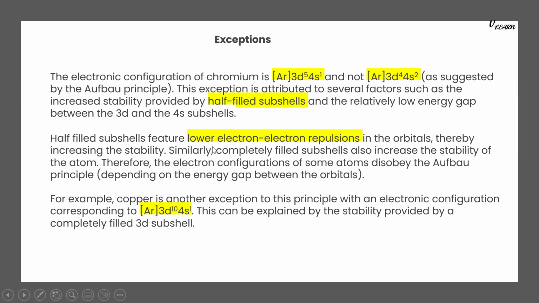Similarly, fully filled subshells can be seen in copper. The actual electronic configuration must be 3d9 and 4s2. But to attain stability, one electron from the 4s orbital will be moved to the 3d orbital, and thus it gives extra stability to the atom.